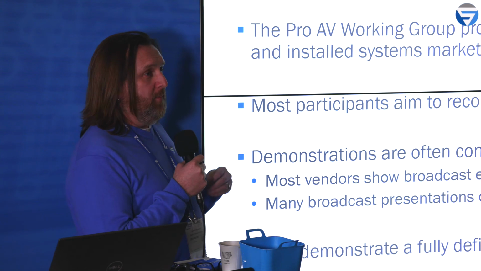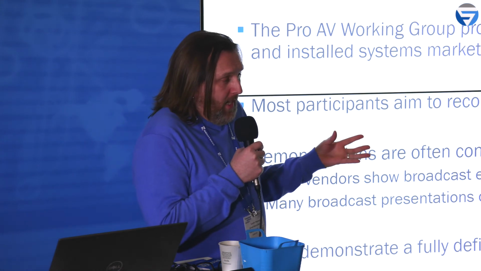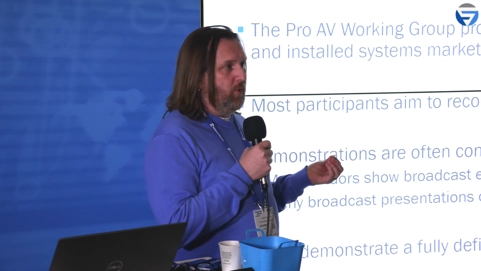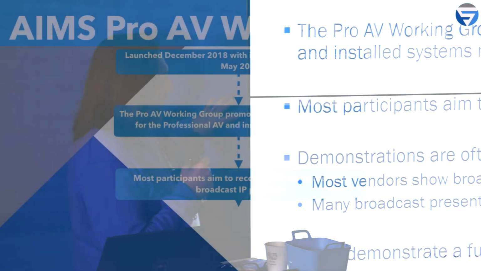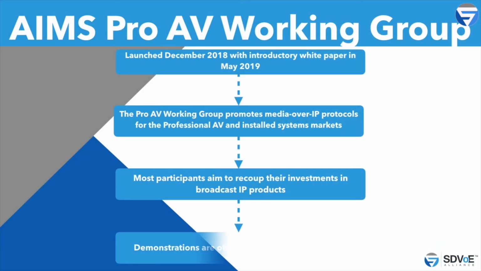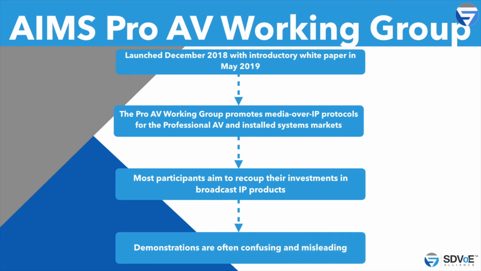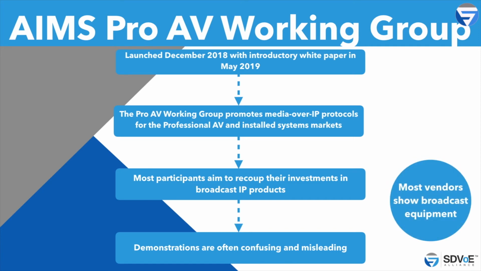And obviously Pro AV is, depending on who you ask, about 5 to 10 times the size of the broadcast market in terms of number of products sold. Often if you go to the AIMS booths at various trade shows, it can be kind of confusing and misleading. A lot of the stuff they're showing and a lot of the demos is broadcast equipment. It's not really relevant to the sort of things we're doing, for example, on this booth, where we're showing video walls, multi-viewers, matrix switching, but using standard networking technology. And many of the presentations are done by broadcast manufacturers, and they really have no relevance to Pro AV.